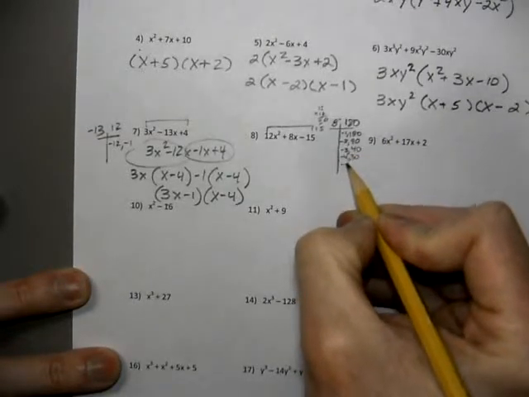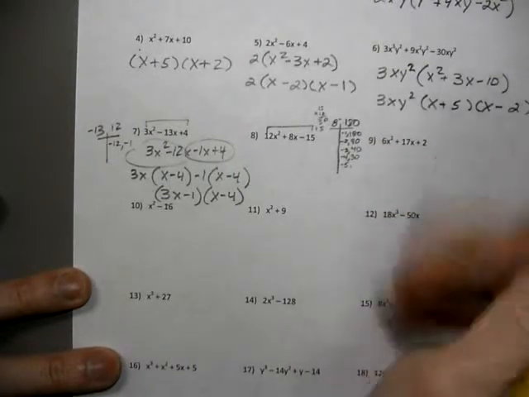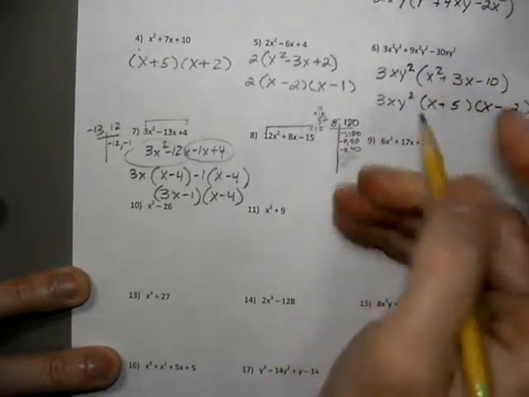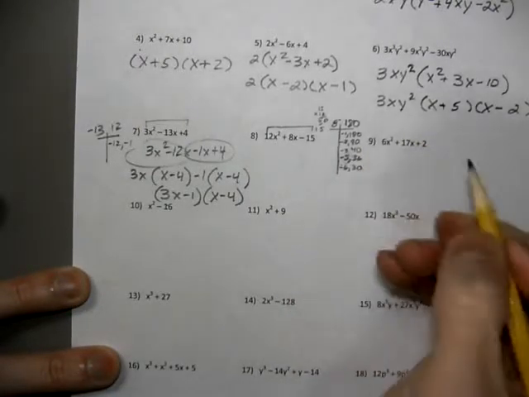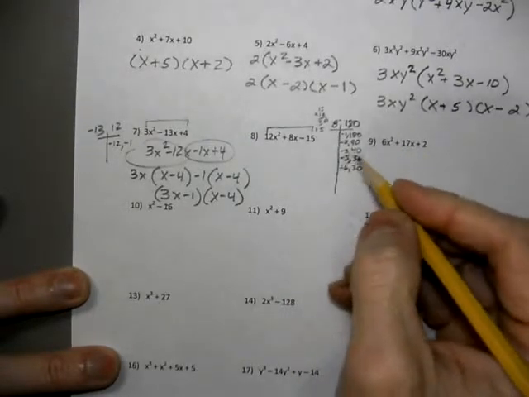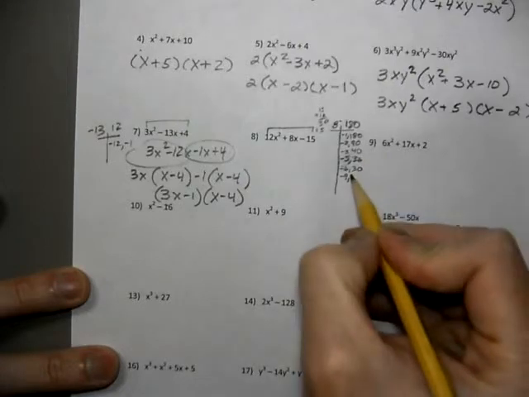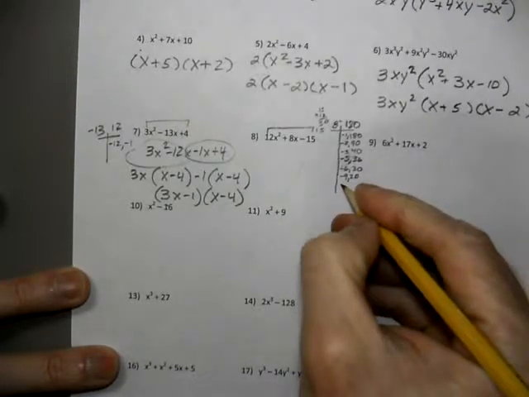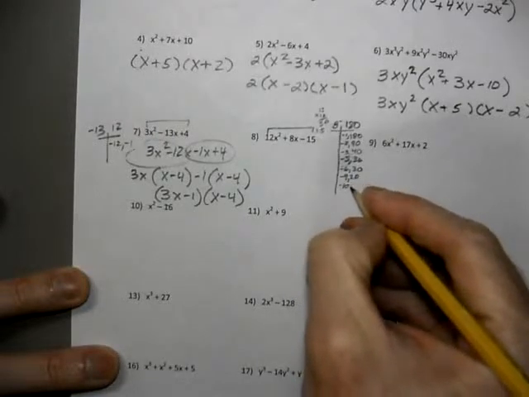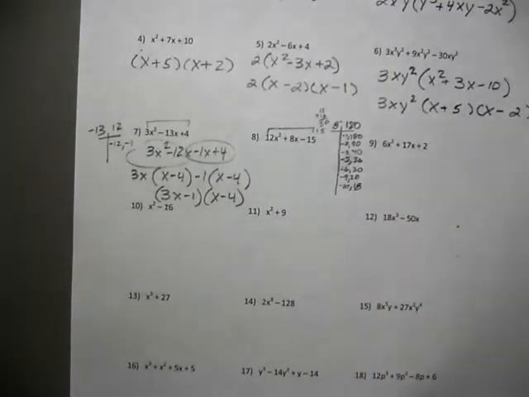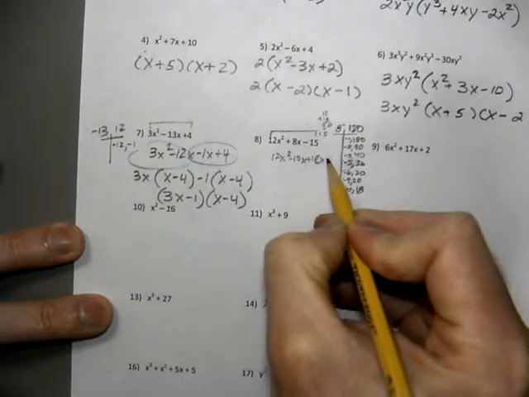Negative 5... oh wait, 4 doesn't go into it. There we go. Because I know 5 and 36. 6 goes into it 30 times. 7, 8, 9. 9 goes into there 20 times. 10. How about that one? 10 and 18. So we're going to say 12x squared minus 10x plus 18x minus 15.